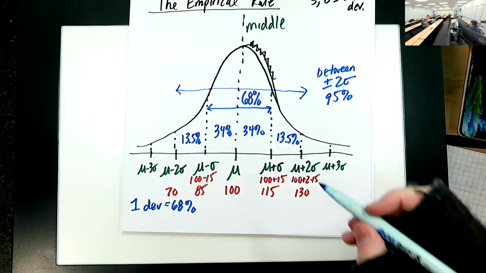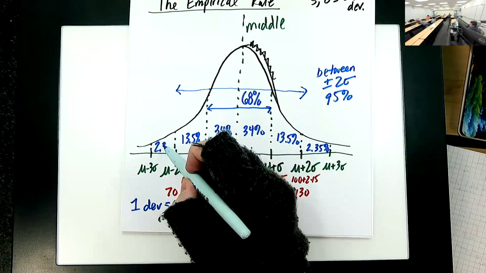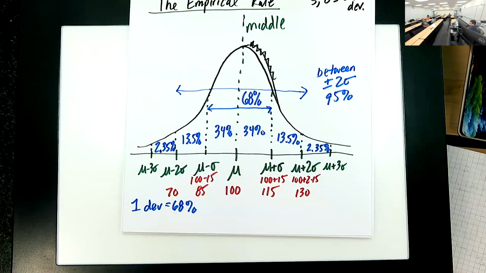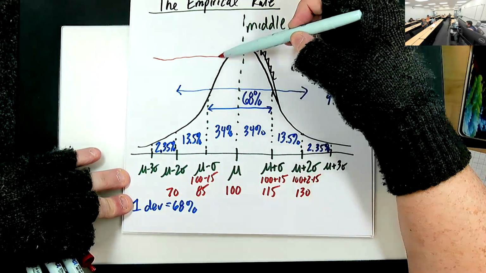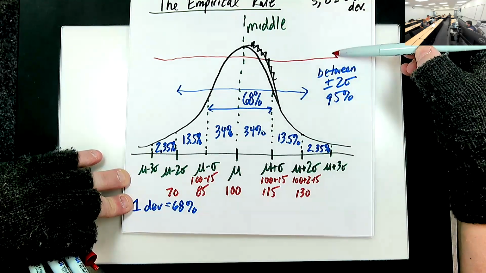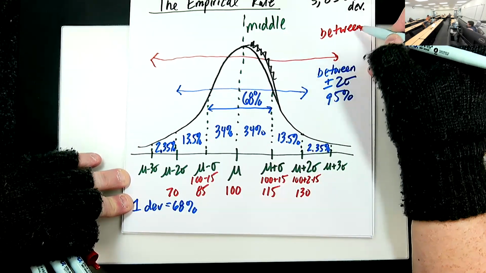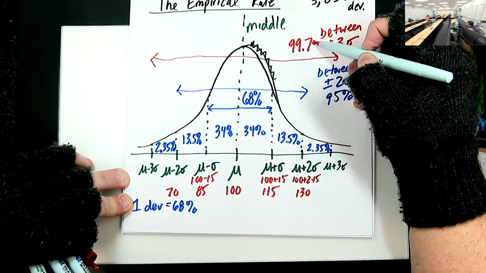In this region, we have 2.35%. I'll do this one in different colors since it's outside, it's a little harder to see. If I go from plus or minus 3 deviations, between plus or minus 3 deviations, if you add that up, it is 99.7%.